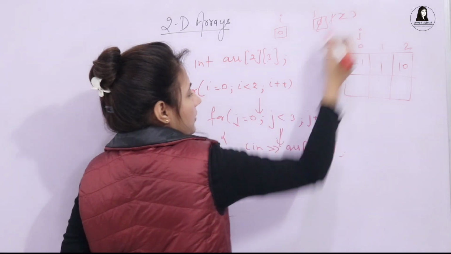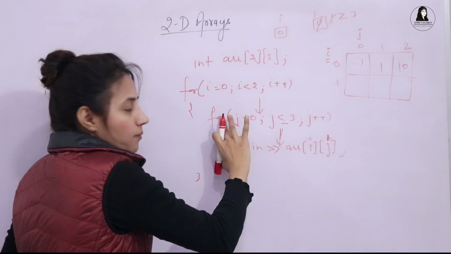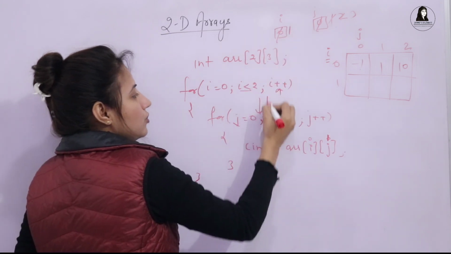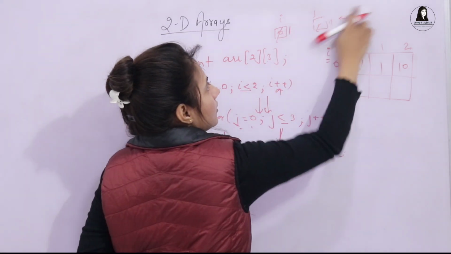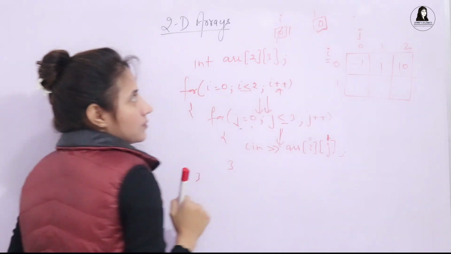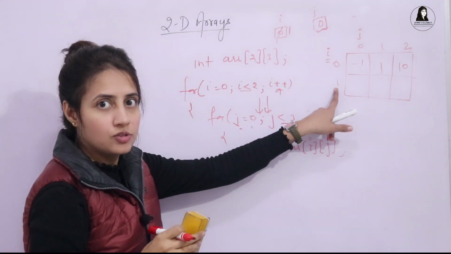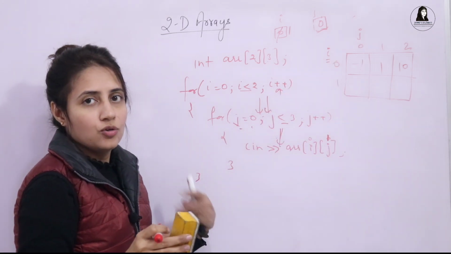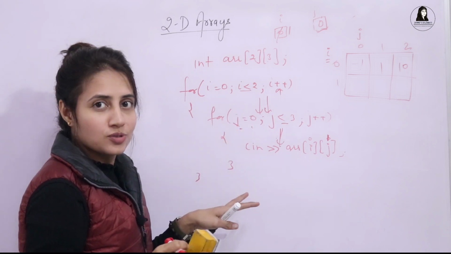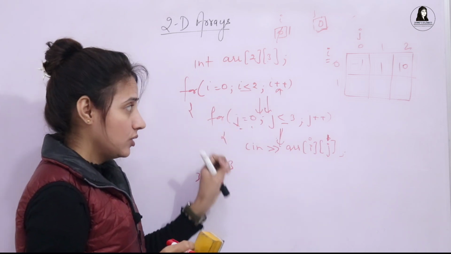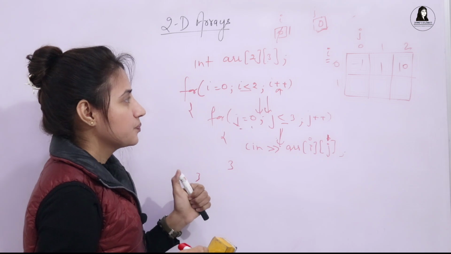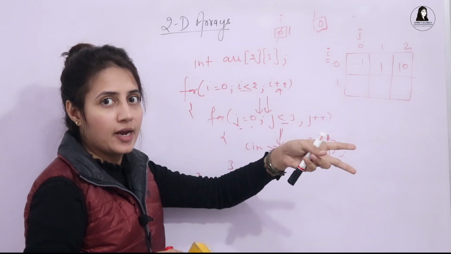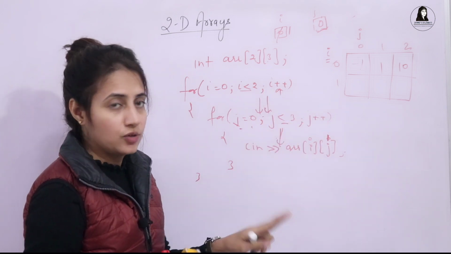Now J plus plus, J becomes 3, but this condition is not true. So we exit from the inner loop, but still we are in the outer loop. So I plus plus. Now I becomes 1, condition true, yes, enter here. Again J would be initialized with 0. Now for I equal to 1, the second row also, this process would be repeated and 3 elements like this we can take as input from the user using loops. I hope you are clear with the funda of nested loops, right? How actually these elements are stored in memory, and how to access these elements, I'll show you in the next video, right?